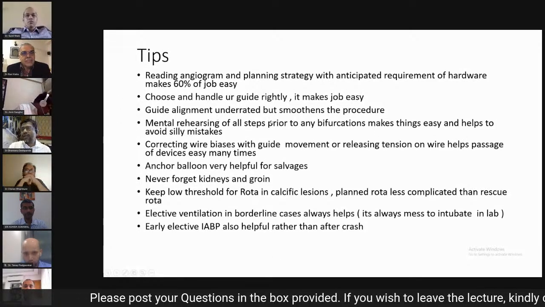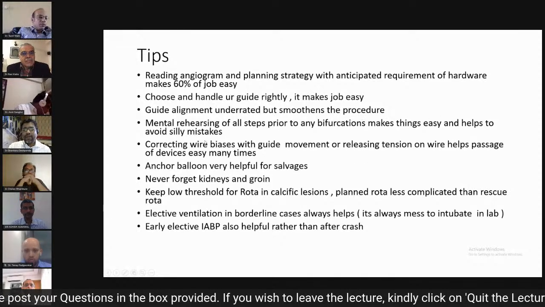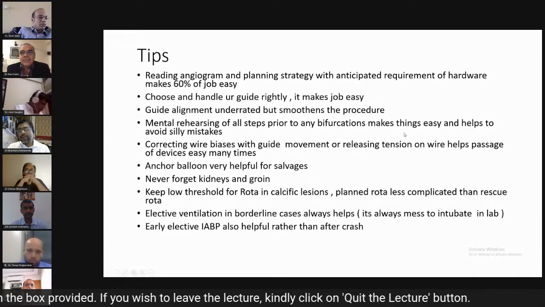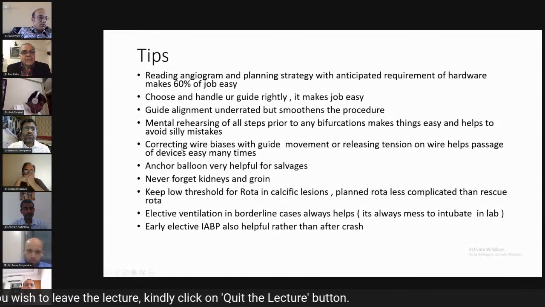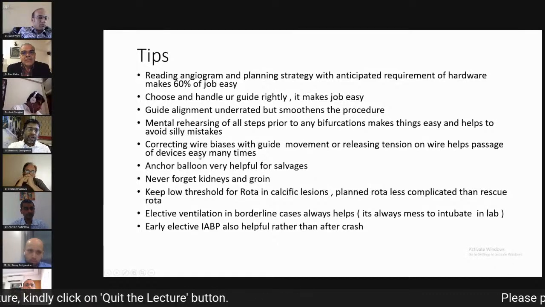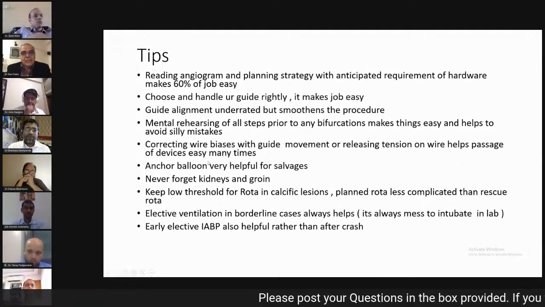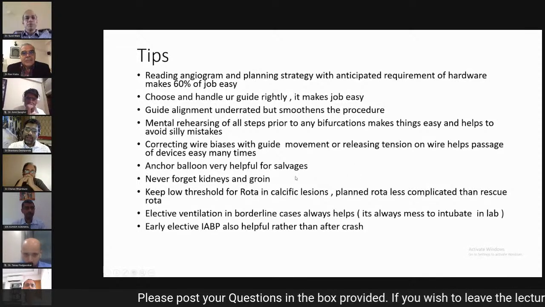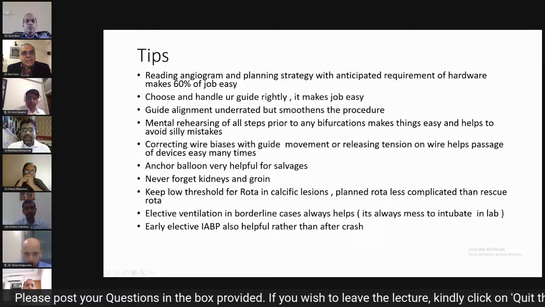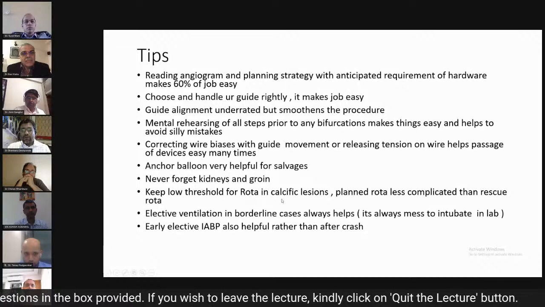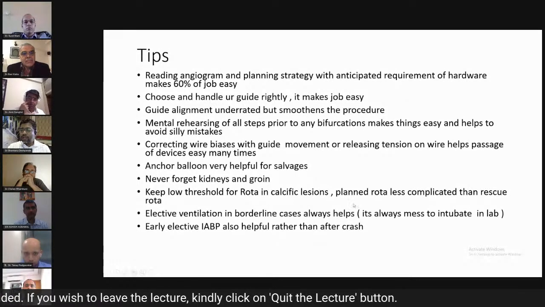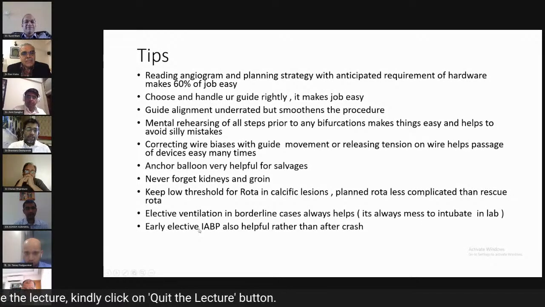Guide alignment is underrated but smoothens the procedure. Mental rehearsing of all steps prior to any bifurcation makes things easy and helps to avoid silly mistakes. Correcting wire bias with guide movement or releasing tension on the wire helps in passage of the device many times. Anchor balloon is very helpful in salvages. Never forget kidney and groin. Keep a low threshold for rota in calcific lesions. Planned rota is less complicated than rescue rota.